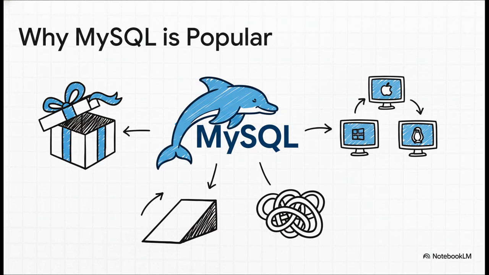So, what's the secret? Why do so many developers love it? Well, first, it's open source, which means it's free. That's a huge deal. Second, it runs on pretty much any operating system you can think of. And finally, its learning curve is way friendlier than some of those giant, super complex enterprise systems. It puts some serious power within everyone's reach.